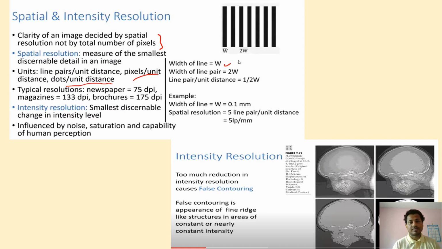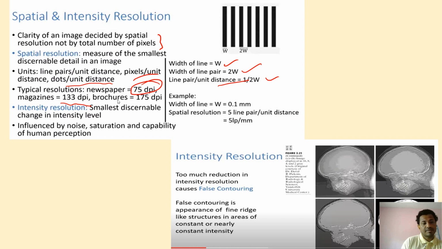So the width of a line is W, the width of a line pair is 2W, and line pairs per unit distance is 1 over 2W. Typical resolutions: newspapers are about 75 dpi, images in magazines about 100 dots per inch. What is dpi? Dpi is dots per inch, how many alternating dots are present per inch.